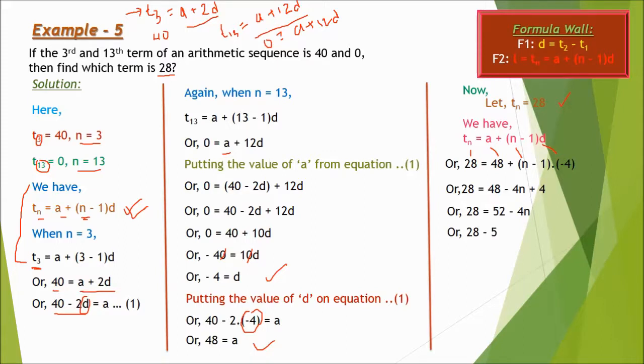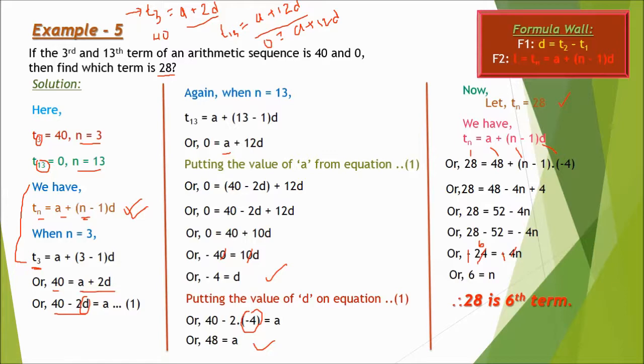Or 28 minus 52 is equal to minus 4n, or minus 24 is equal to minus 4n. We can cancel minus and minus on both sides, and we can cancel 4 and 4 for 6, and then the value of n will be 6. N is equal to 6. So we can conclude by writing, therefore 28 is the 6th term. 6th term is 28, or 28 belongs to the 6th term. Now this is an important question, and you can see it is done easily.